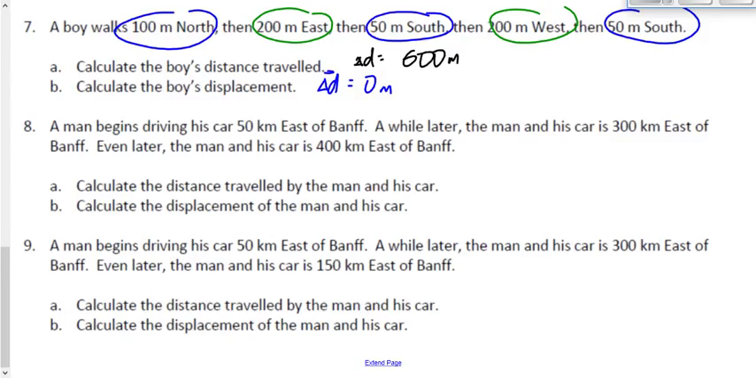I'm going to calculate B first, the displacement. I think it's easier. When I want to find displacement given positions, I always say df minus di, my final minus initial position. What's my final position here? 400 kilometers east of Banff. I'm going to make east positive, and therefore df will be positive 400 kilometers. What's di? Ooh, 50 or 300? 50.